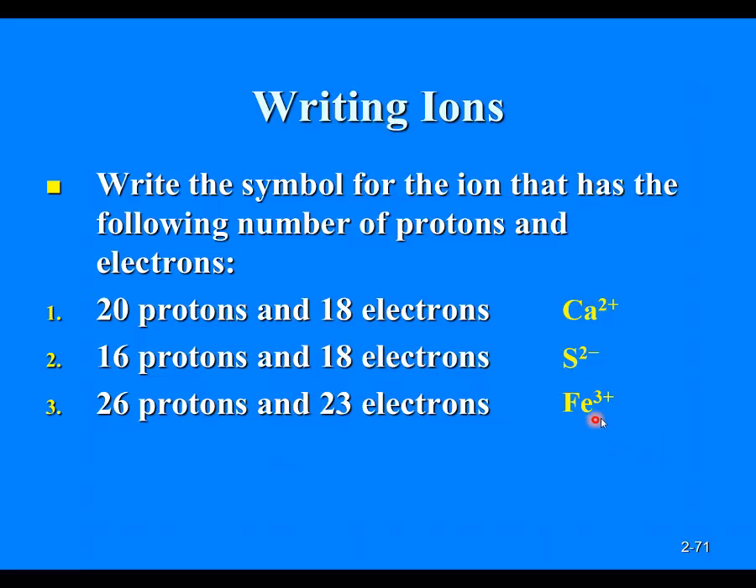Okay, so there's our iron 3 cation. We've now learned how to predict formulas of ions based on numbers of protons and number of electrons. Remember, always show your charge as the upper right-hand superscript.